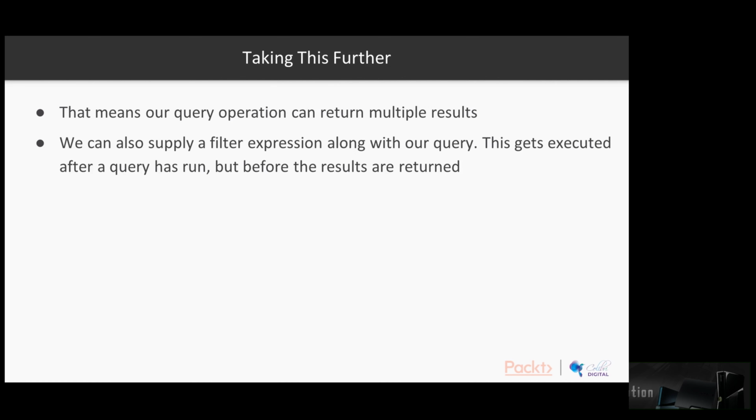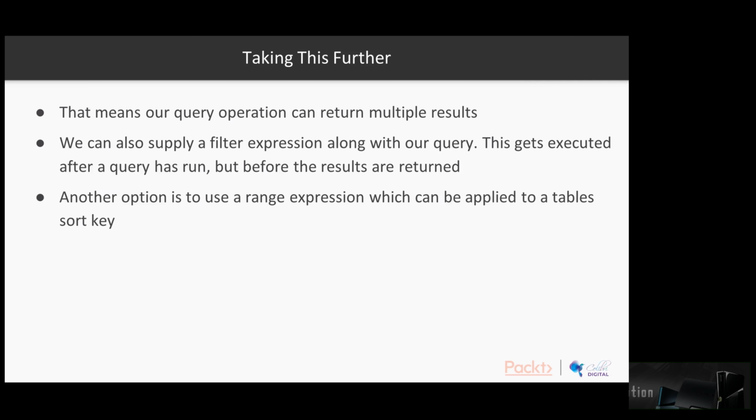So if we want to take this further, this means our query operation can return multiple results. So we can also supply a filter expression along with our query. This gets executed after a query has run, but before the results are returned. Another option is to use a range expression, which can be applied to a table's sort key. So we can say, get me all user logins between this time and this time.